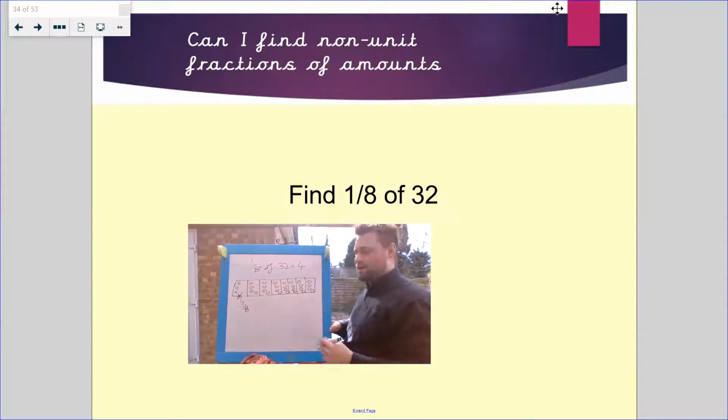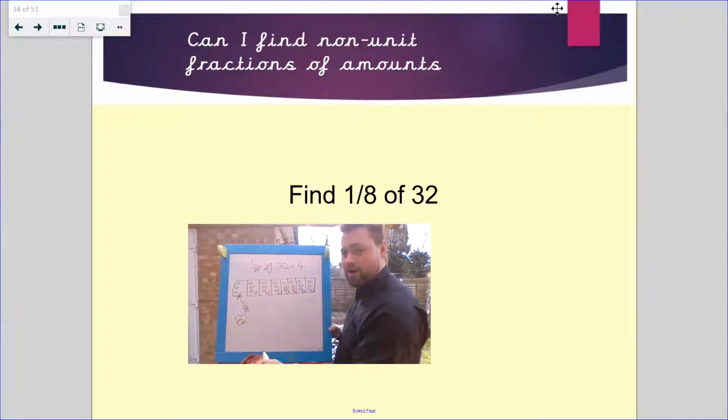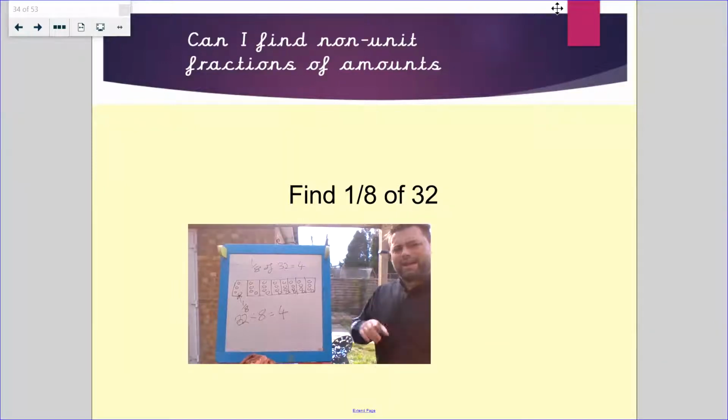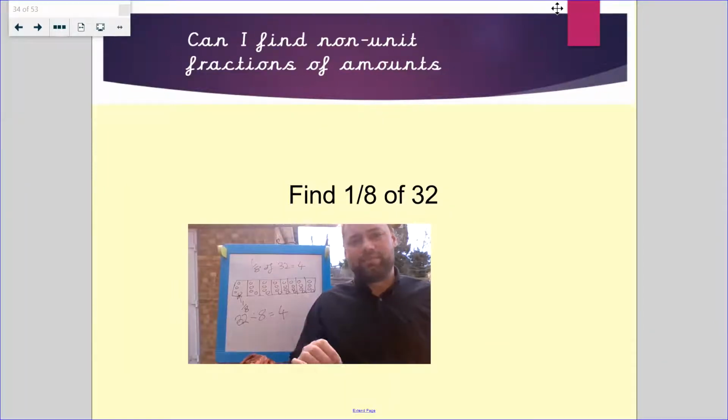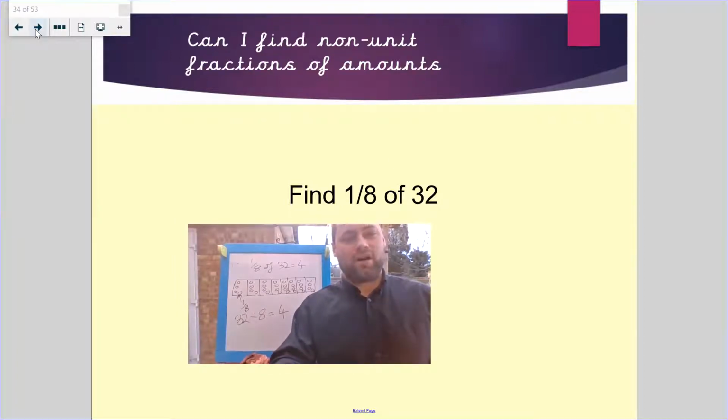Another way you could do it is simply go, right, 1/8 of 32. So I'm going to divide 32, my whole number, by the denominator, which is 8. Okay, and that gives me 1/8, which is 4. It's important that you know how to do that because we're going to be using it today to find out what non-unit fractions of amounts are.